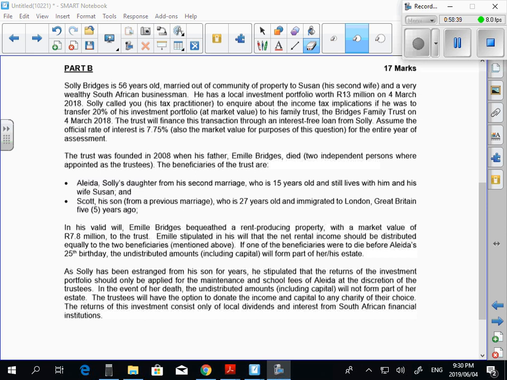So it says Solly Bridges is 56 years old, married out of community of property to Susan, his second wife, and a very wealthy SA businessman. He has a local investment portfolio worth 13 million on 4 March 2018. He called you, his tax practitioner, to inquire about the tax implications if he was to transfer 20% of his investment portfolio at market value to his family trust on 4 March 2018. So guys, it's on 4 March.